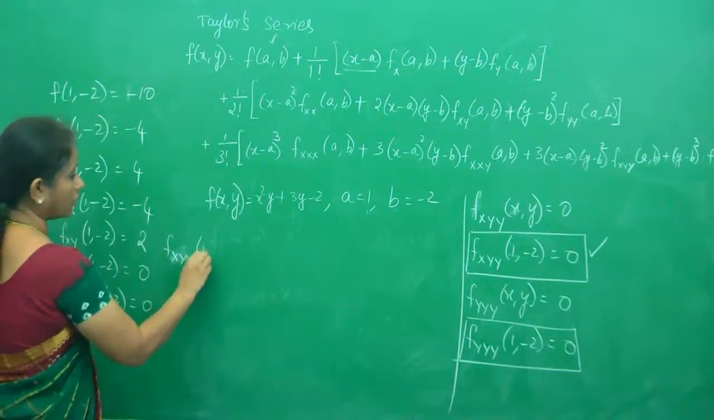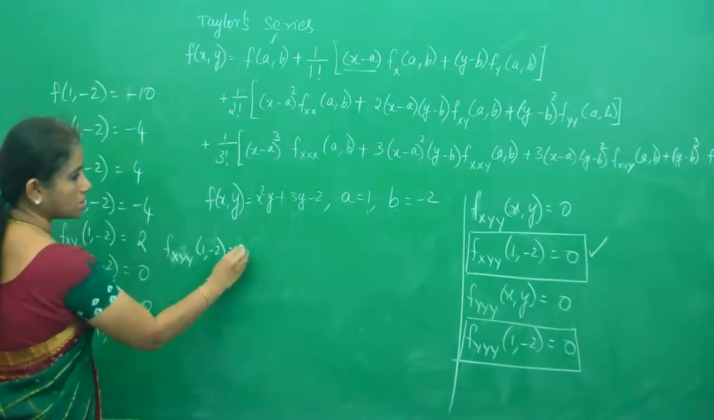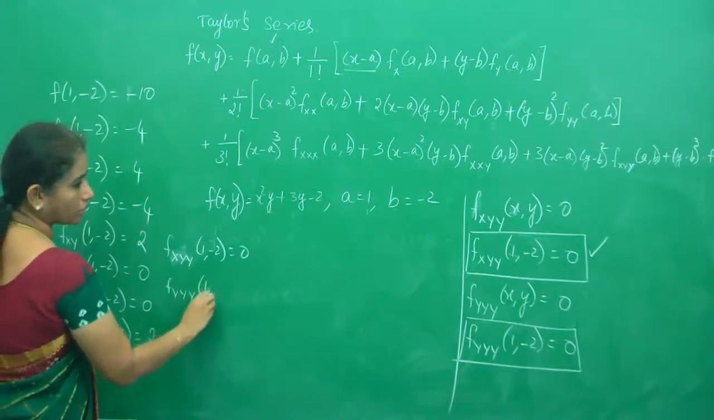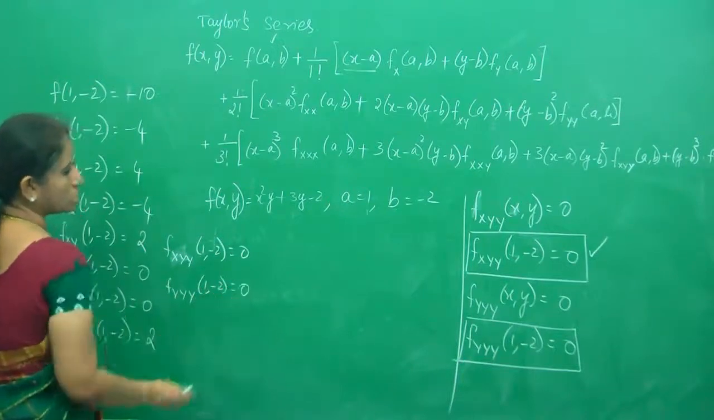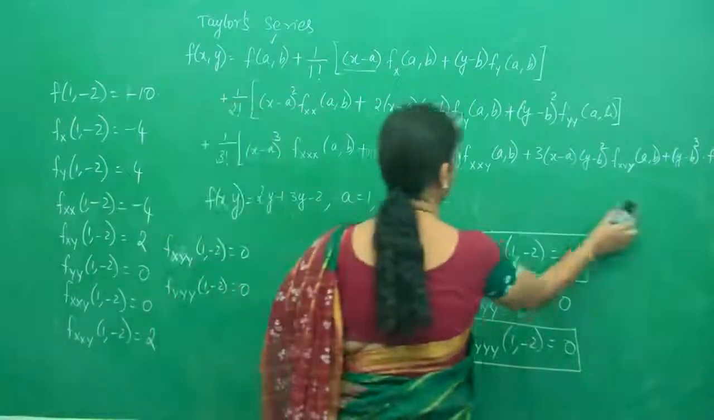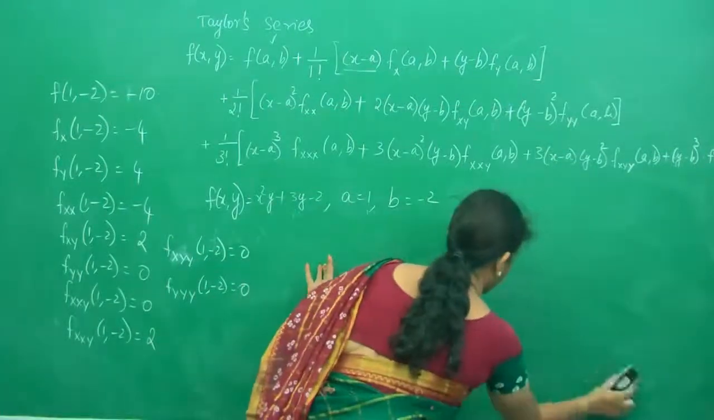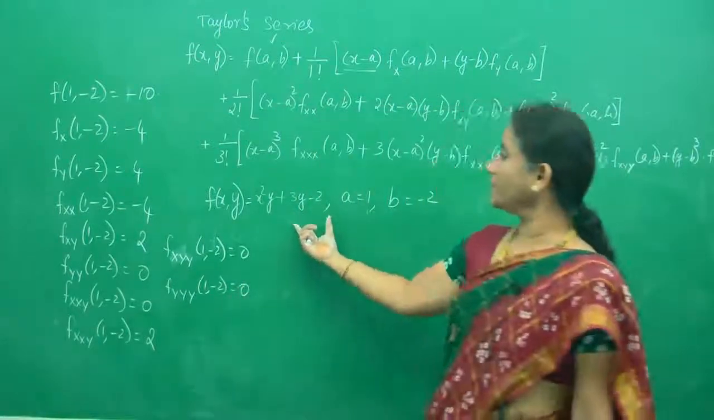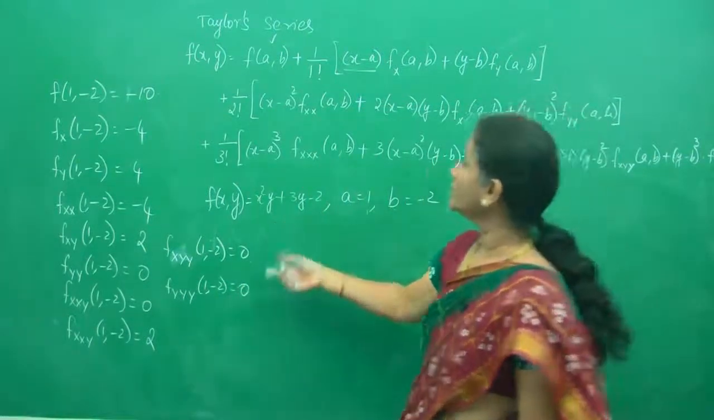fxy of 1 comma minus 2 is 0. Fy of 1 comma negative 2 is also 0. Okay, now I can erase completely. So we are going to now write the expansion of this. Okay, listen carefully.